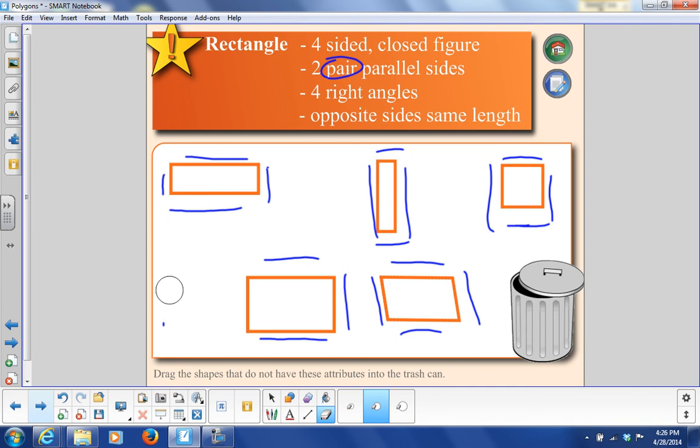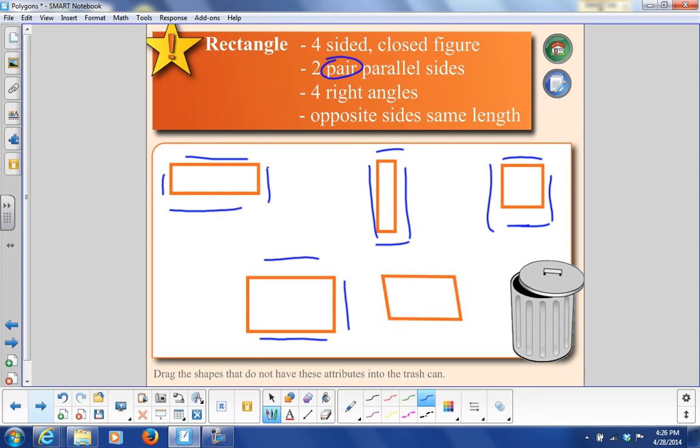Erase those lines. This one right here, what do you think? It's got parallel sides, but does it have four right angles? Are these right angles? Because they're slanted, they don't look like right angles to me. So this should not be a rectangle. The rest of these have right angles, straight up and down, four of them.